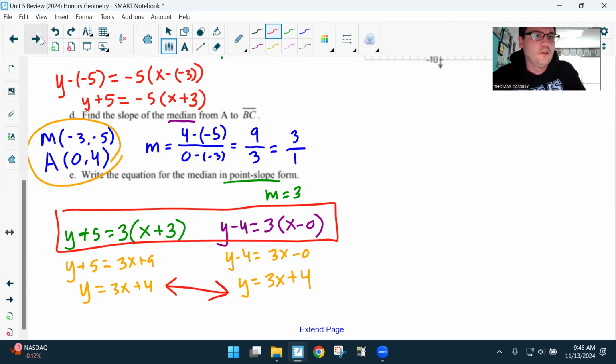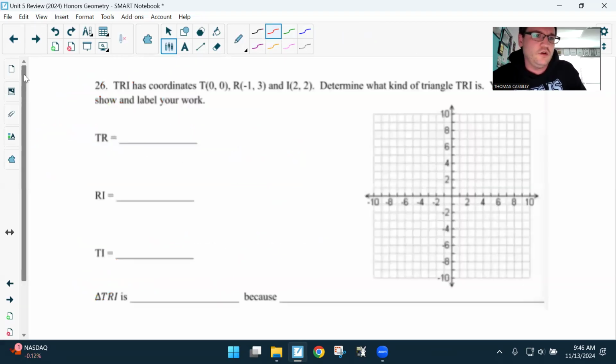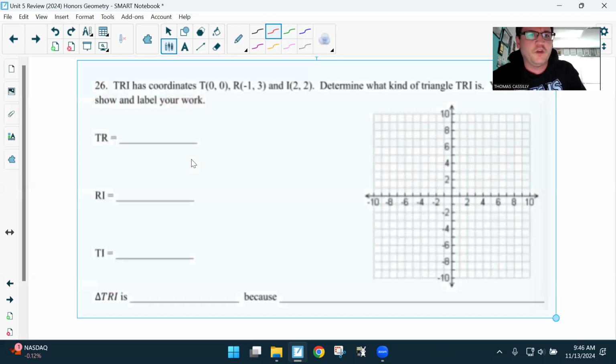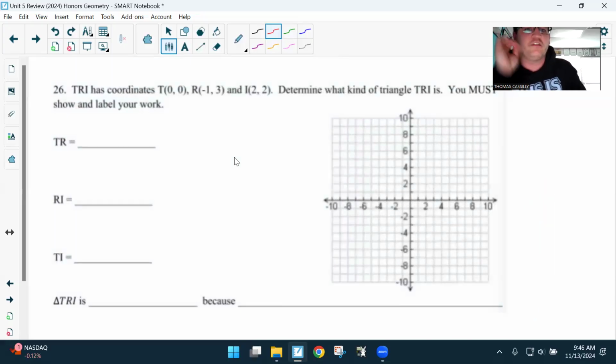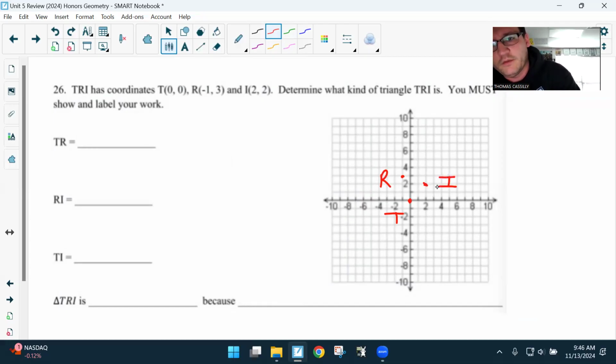All right. So here we go. Last question of the review, I think. Yeah. Triangle TRI has these coordinates. Again, I'm going to plot these very carefully. So here is point T. And then R is at -1, 3. So here's T. Here's R. And here is I. So pretty small triangle. But that's okay. Determine what kind of triangle it is. So isosceles, equilateral, scalene. That's kind of what we're going for here.